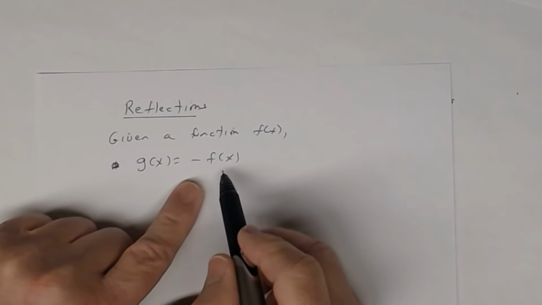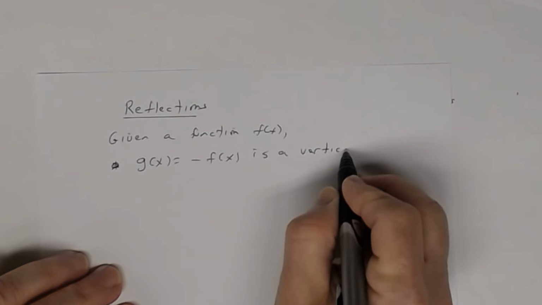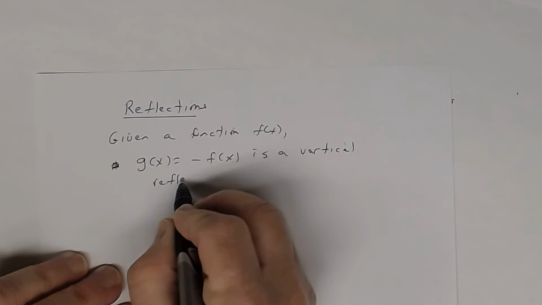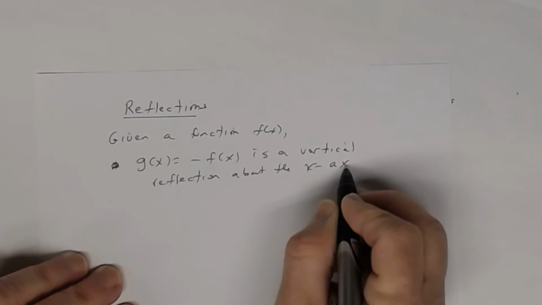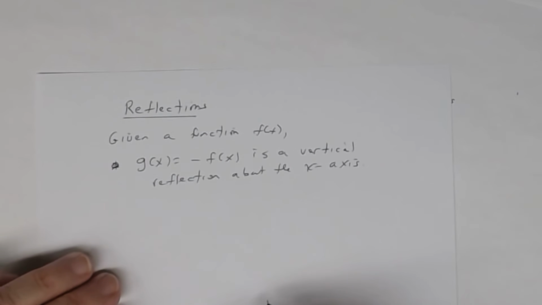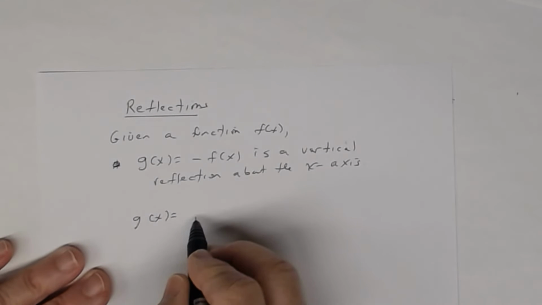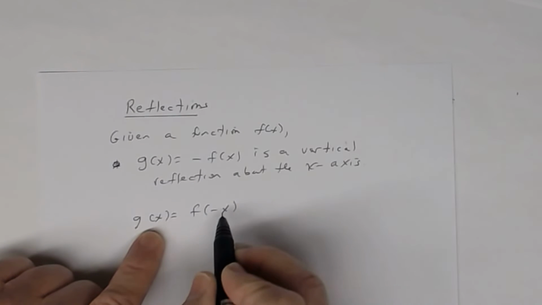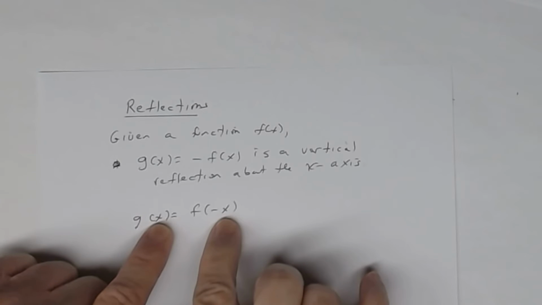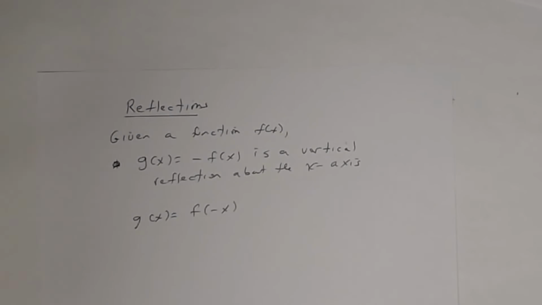So g of x equal the opposite of f of x is a vertical reflection about the x-axis. Okay? Vertical reflection about the x-axis. All right. If you're told g of x is f of negative x, look at it this way. The x's are opposites, right? x, negative x. So the x's are opposites. That means this.